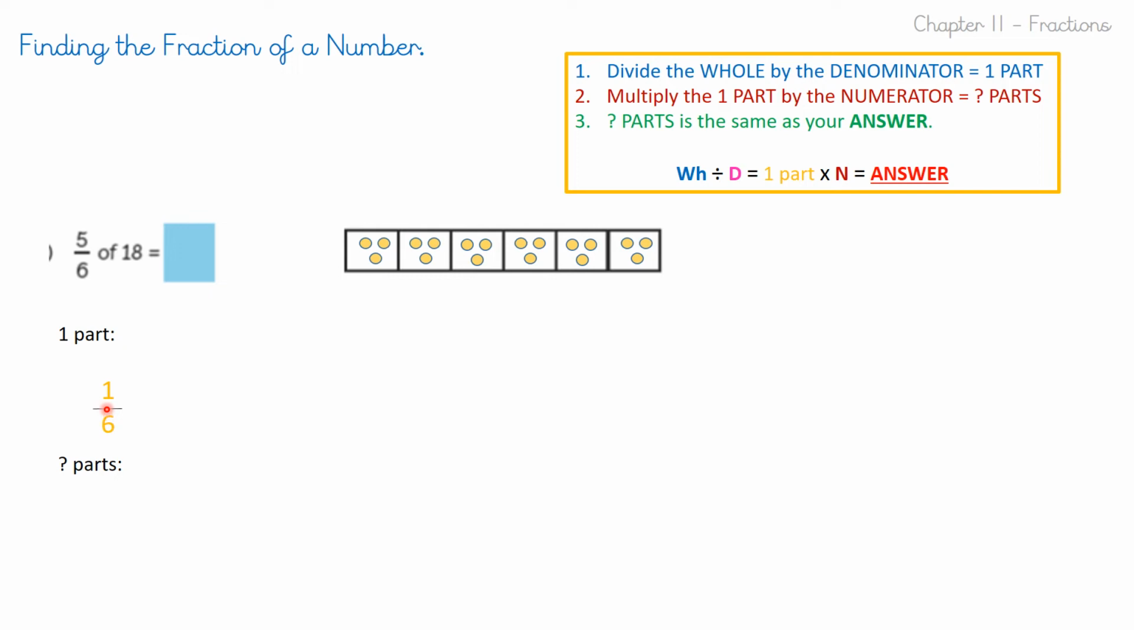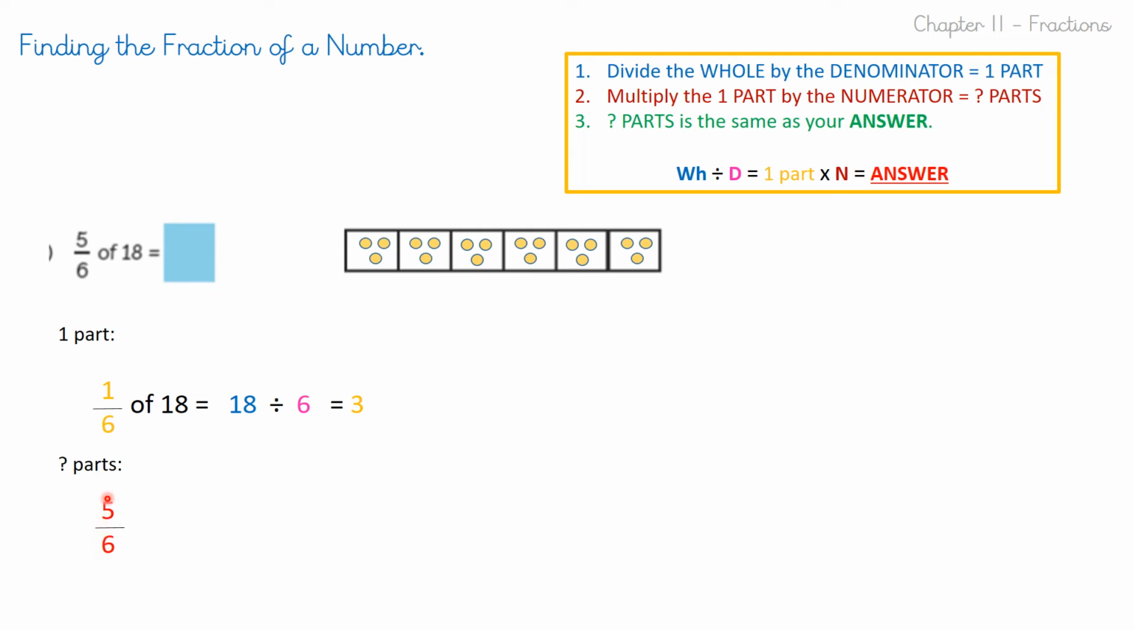18 divided by 6 will tell us what 1/6 is. So 1/6 of 18 is the same as 18 divided by 6, which is the same as 3. Well done, 3. Now we know what one part is. One part, 1/6, is the same as 3. How many parts do we want to know? Look at the numerator. We want to know what 5 parts are. So we want to know 5/6.